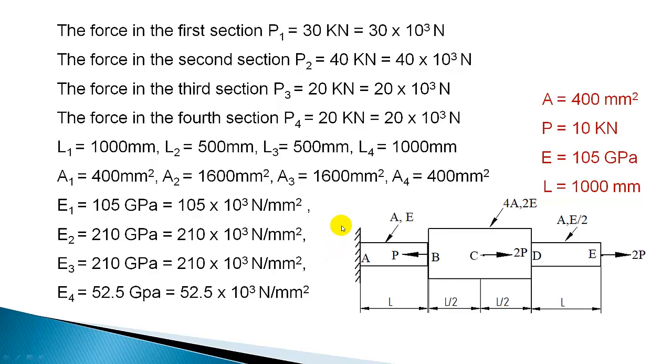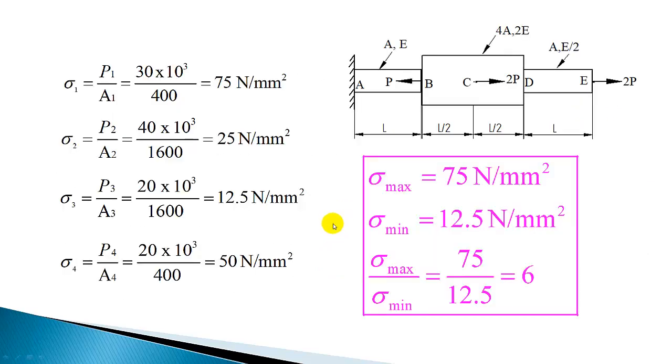Now let us find out the stress induced in various sections. First section, we have stress sigma 1 = P1 by A1. The force is known. Force is 30 kilonewton, 30 into 10 raised to 3 Newton, divided by area 400, which will give the stress as 75 Newton per mm square.